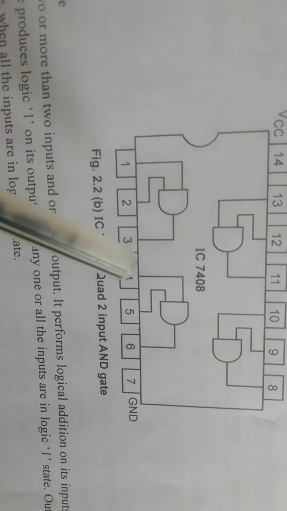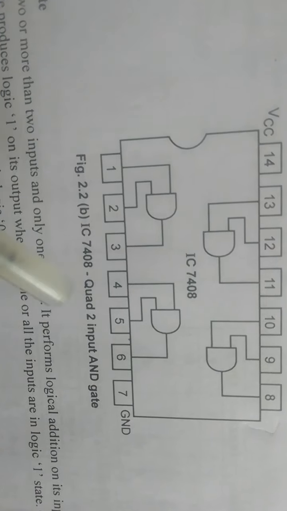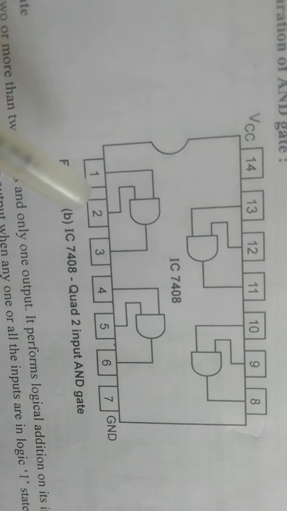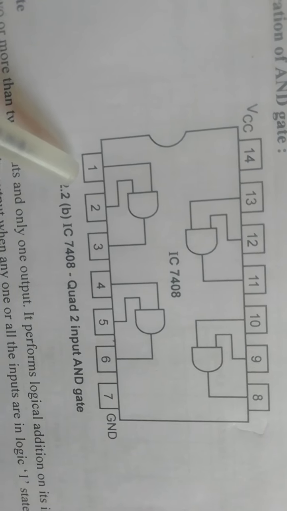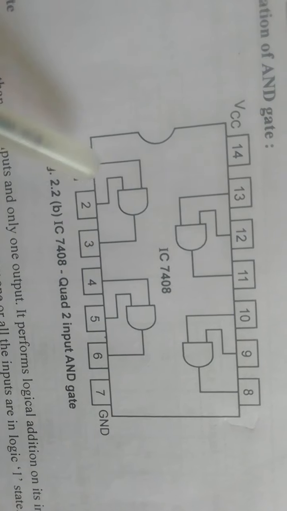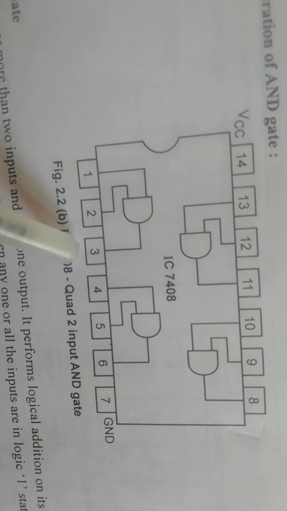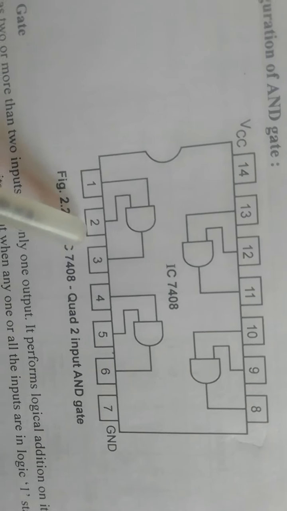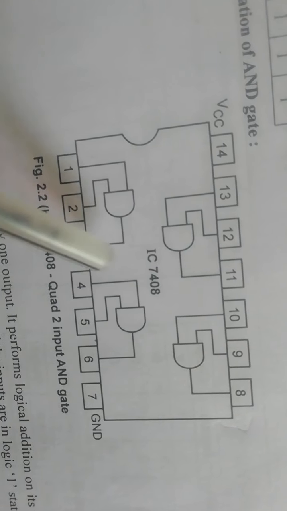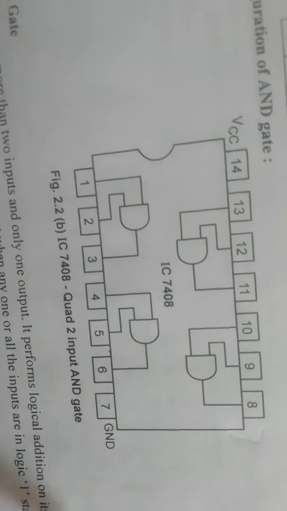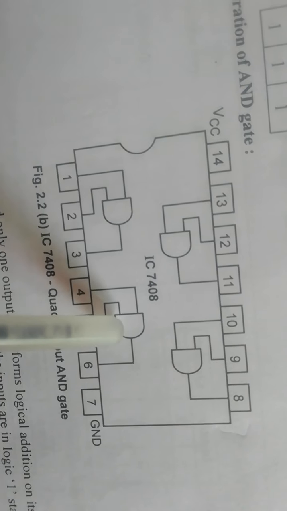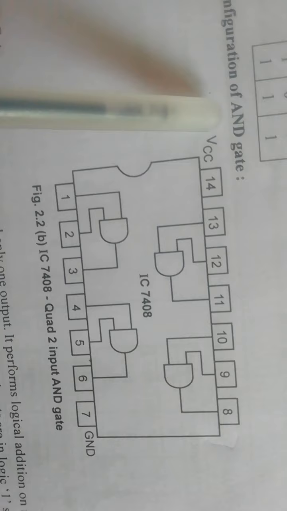For this AND gate we use IC 7408. This IC also has 14 pins. The first pin is input, the second pin is input, and the third pin is output. Similarly for pins 4, 5, 6. According to this connection we apply the input and take the output. So the IC number is 7408, and this is for the AND gate.